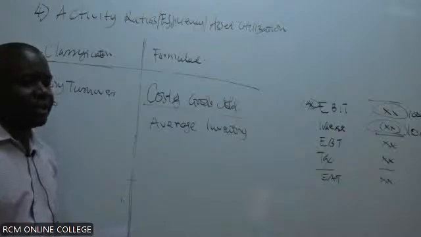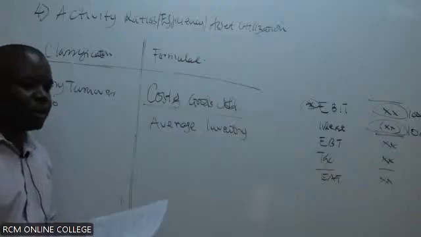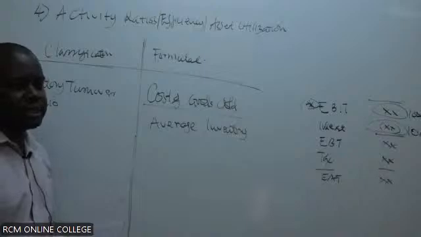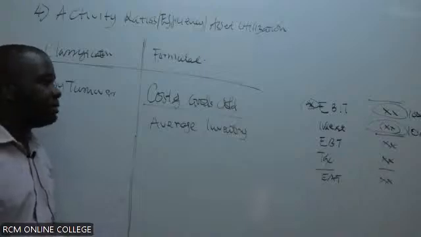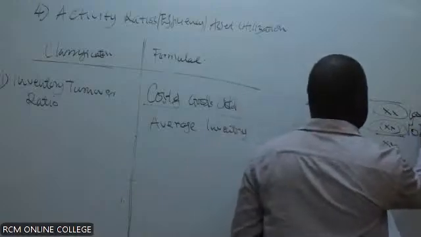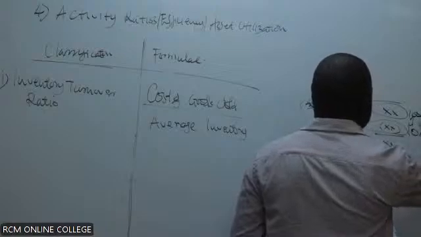For the interest cover ratio, we are not multiplying by 100. We are looking at the number of times. For number of times, you can't put it in percentage. So when you get your answer, you just say 10 times.